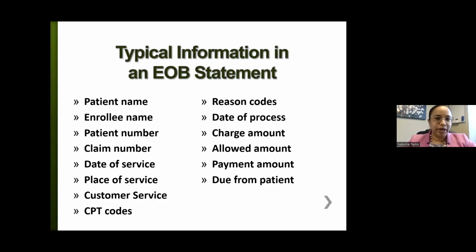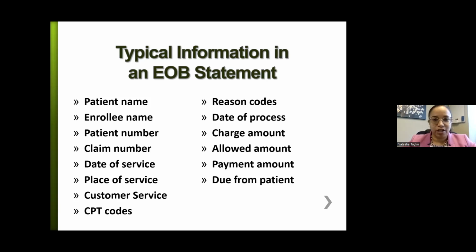So typical information in your explanation of benefit statement is your name, the enrollee name, your patient number, your claim number, your date of service, your place of service, the customer service contact information, your CPT codes. CPT codes stand for current procedural terminology. So those are just codes that offer doctors and healthcare professionals a uniform language for coding different medical services and procedures. So this just kind of streamlines reporting.